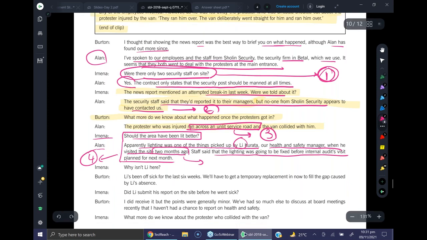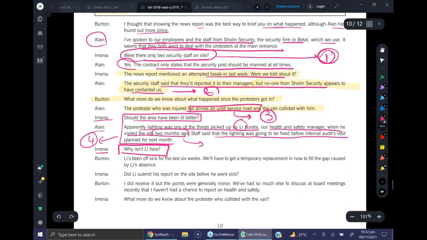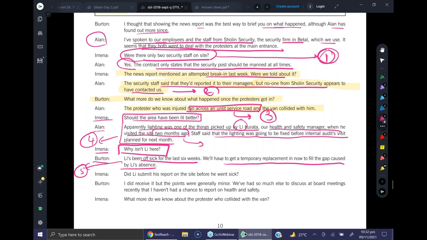Amina says, why isn't Lee here? I mean, in the meeting. So Burton says, Lee's been off sick for the last 6 weeks. We'll have to get a temporary replacement in now to fill the gap caused by Lee's absence. Another problem. So who is Lee? He's the health and safety manager, and he has been sick for the last 6 weeks, and only now are they getting the replacement. What's the consequence? The consequence is that the areas which Lee picked up were not followed up and were not fixed, right?